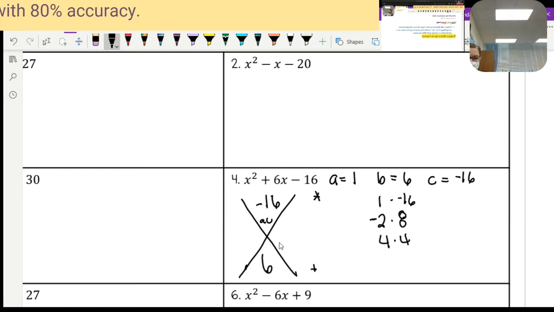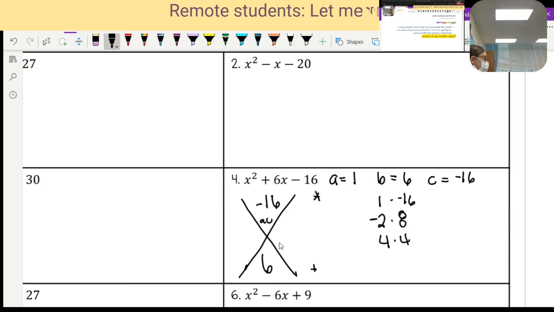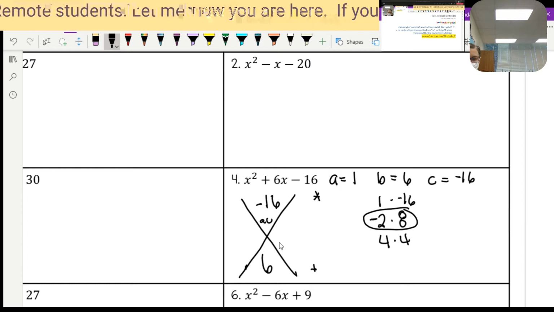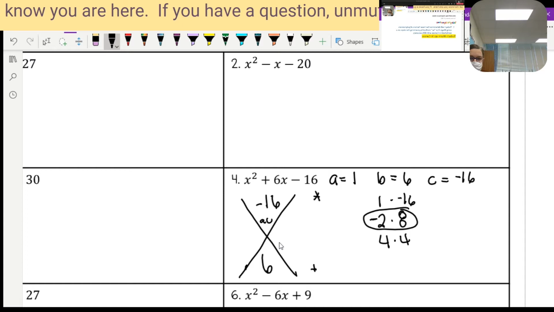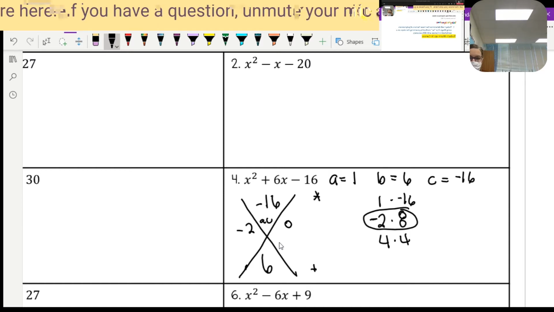Yes, negative 2 times 8. So if we add the negative 2 plus the 8, then we're going to get 6. And if we multiply, we get negative 16. You see how we find that? Kyle, do you see how we locate that? Good. Okay, so now the numerators are negative 2 and 8.